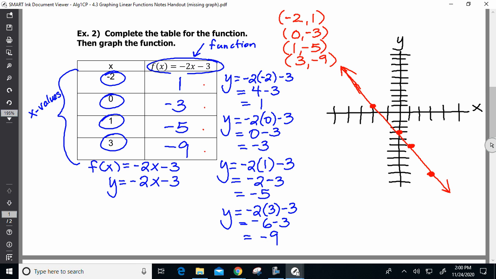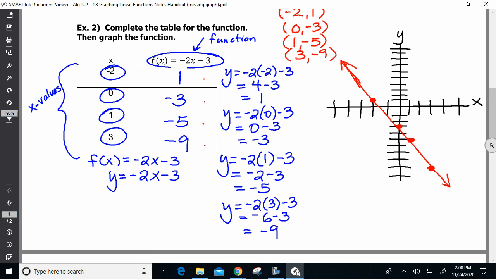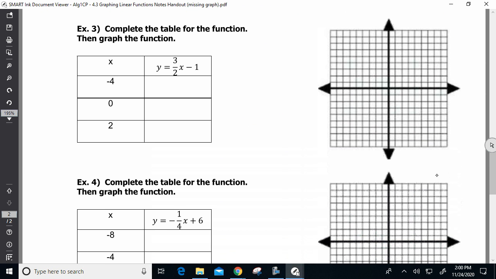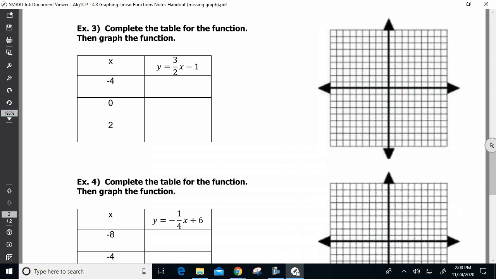Questions? Example 2. Alright. So let's do one more together. And then we're going to switch to your IXL so that you can see what this looks like on IXL.